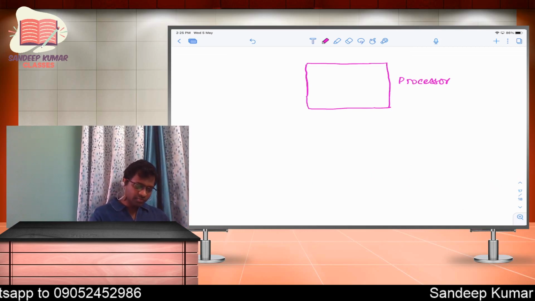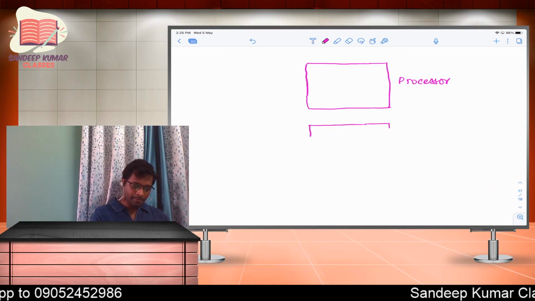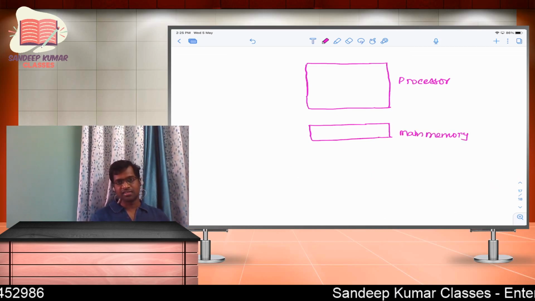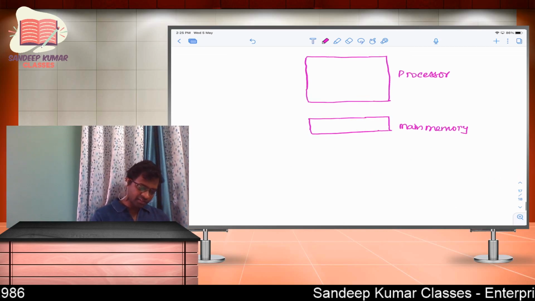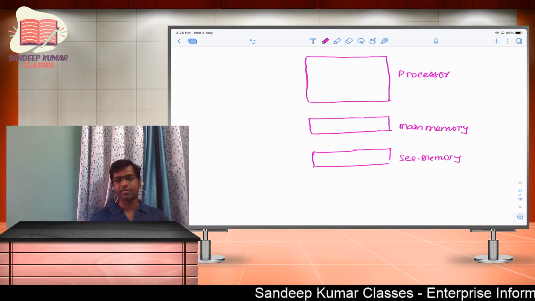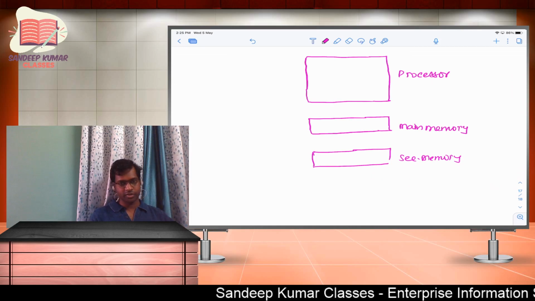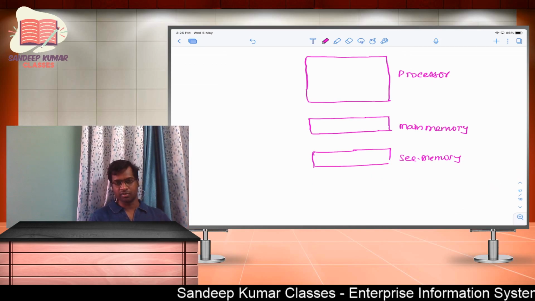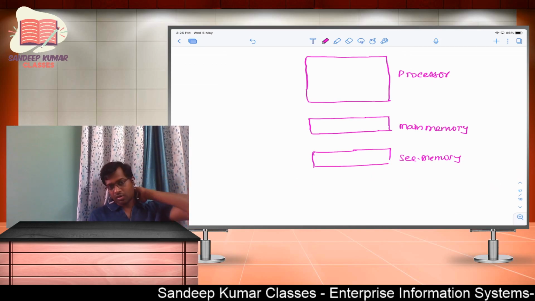So let us assume this is a processor. Let us say this is main memory. What is main memory? We'll study that, but for this example, I need main memory as well, that's the reason I'm taking it. And third, let us assume we have secondary memory. Memories are required to store the data. We have primary memory, also called main memory, which stores the data temporarily, whereas secondary memory stores the data permanently. This introduction is sufficient for you to understand this concept.